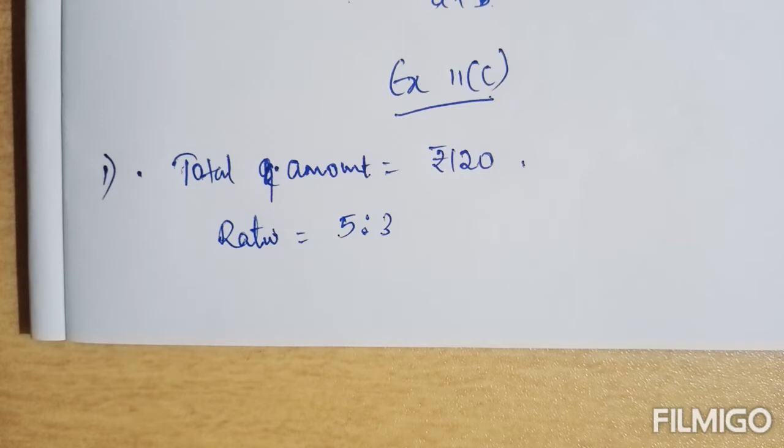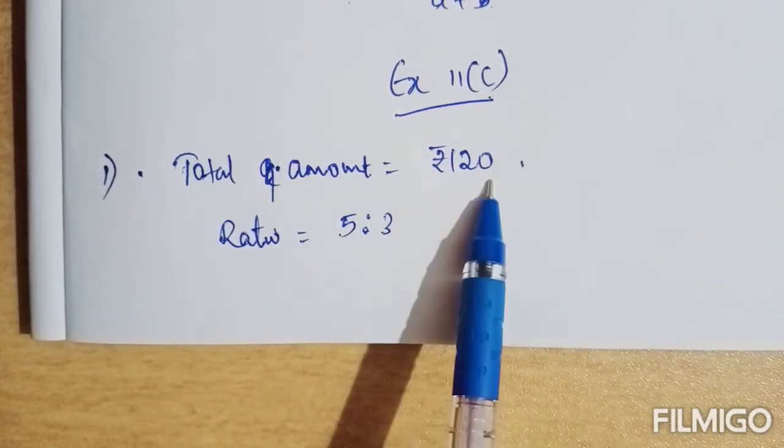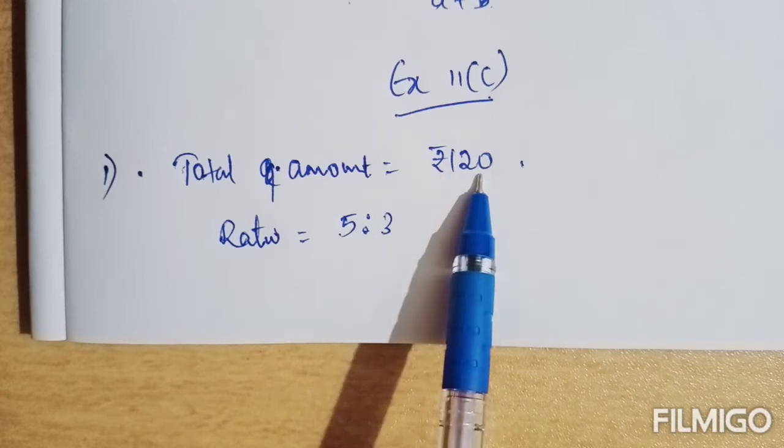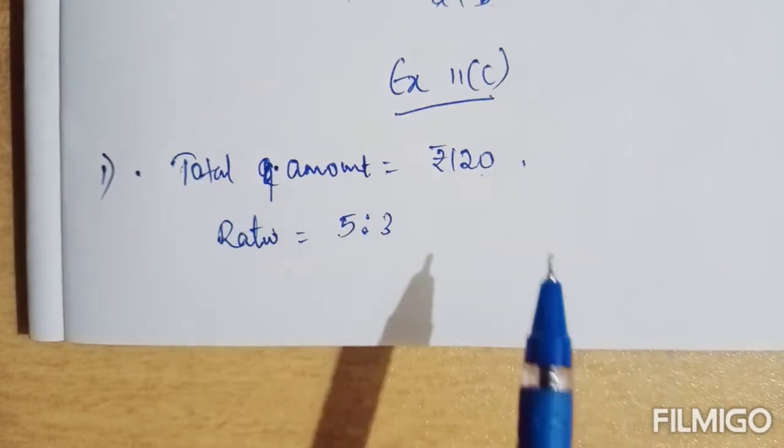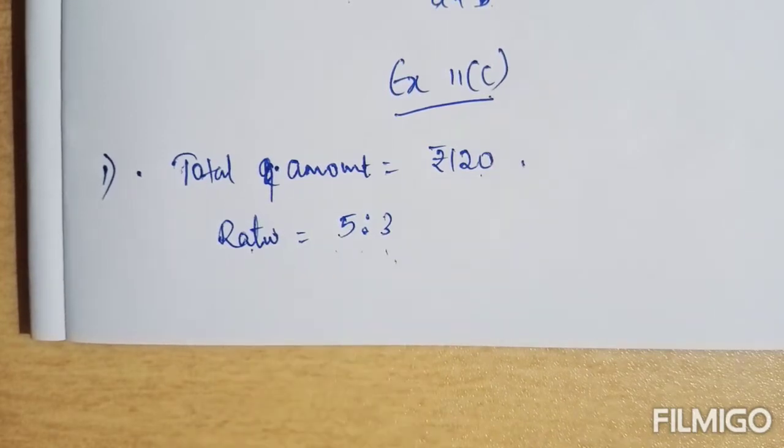Exercise 11C, in that first question: rupees 120 is to be divided between Hari and Gopi in the ratio 5:3. How much does each get? So the total amount is 120. This amount is to be divided between Hari and Gopi in the ratio 5:3. So what amount will each get? What amount will Hari get? You have to find. What amount will Gopi get? That you have to find.